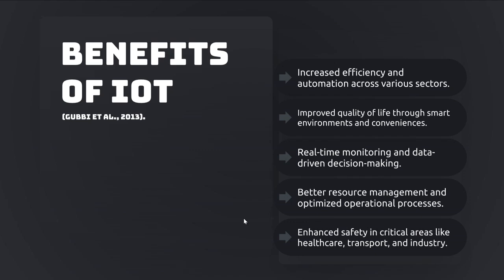The benefits of IoT. IoT technologies offer several benefits across many industries. They improve efficiency by automating tasks and enabling real-time monitoring of systems. IoT also helps organizations manage resources more effectively, such as energy usage in buildings or water usage in agriculture.